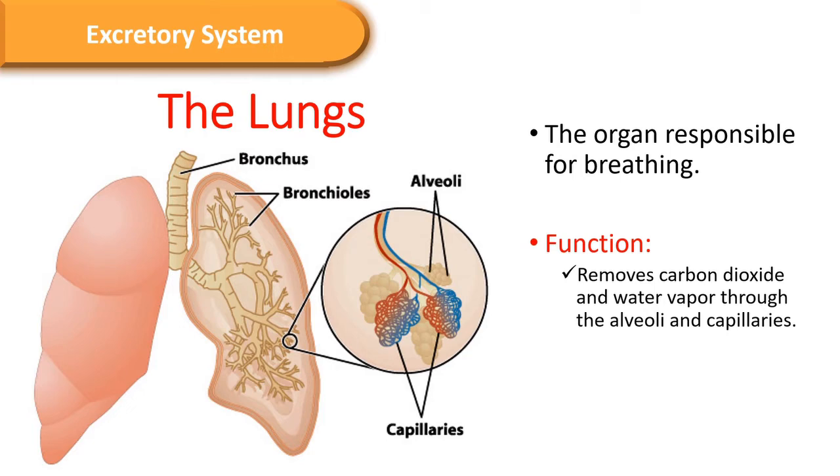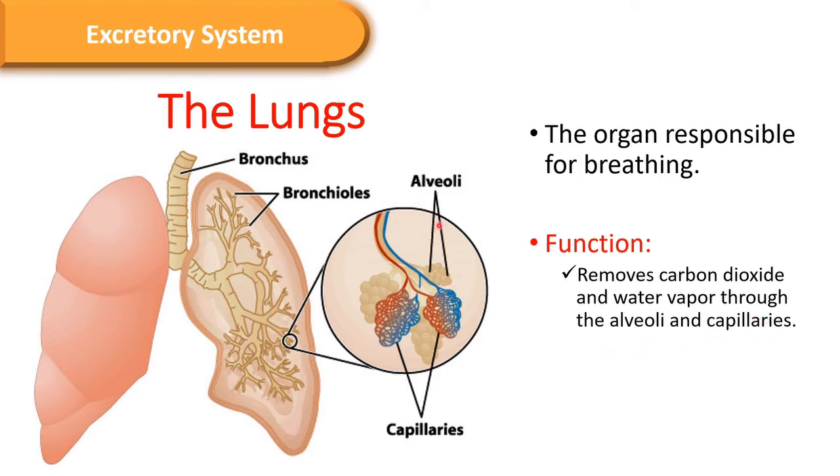That's your rib cage. So basically your lungs are the organ responsible for breathing, meaning the organ responsible for getting oxygen and removing carbon dioxide. Its main function is to remove carbon dioxide and water vapor. Water vapor is like your steam, or something like the water in the air. That's your water vapor, removed through the alveoli and capillaries.